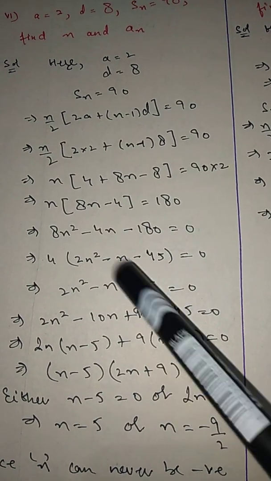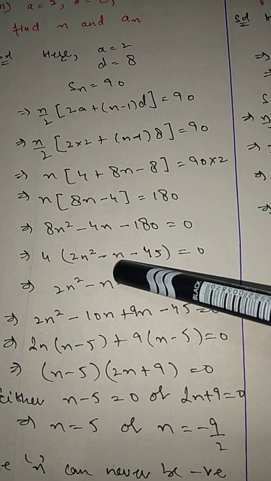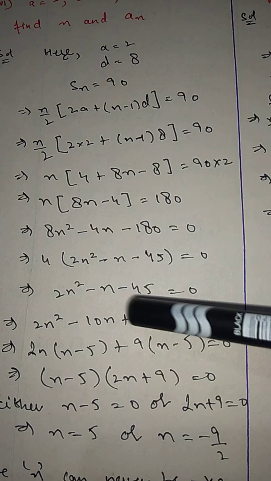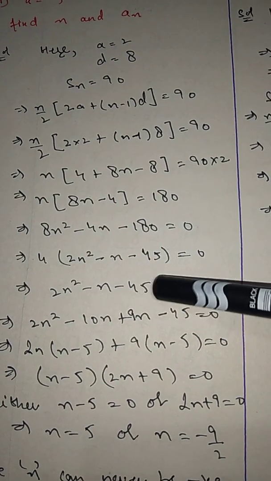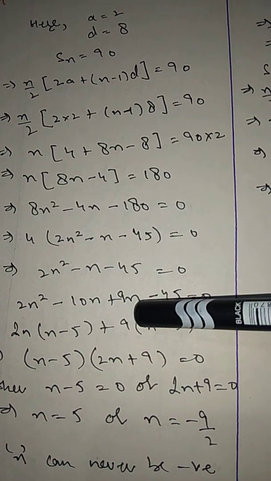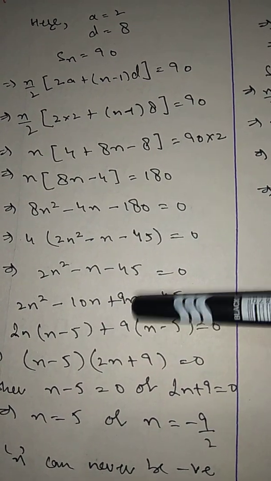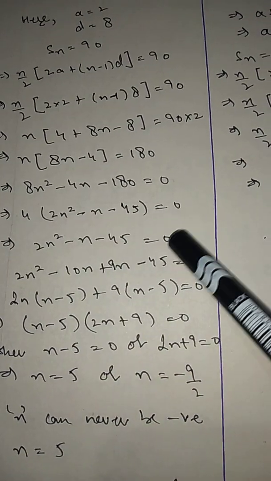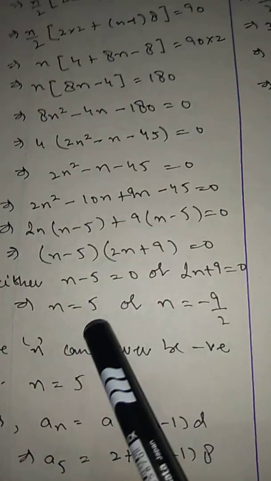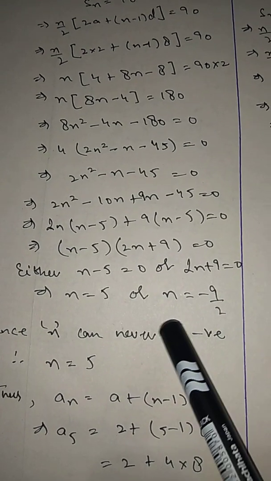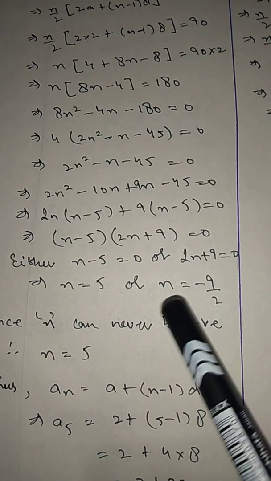After factorizing, we have to find the values as sum as minus n and product as minus 45 into 2, 90. So minus 10n plus 9n, minus 10 plus 9, sorry, sum as minus 1 and product as 90. So we have factorized minus n as minus 10n plus 9n, because minus 10 plus 9 gives minus n and minus 10 into 9 gives minus 90. So after factorizing and taking the common factors out, we get the value of n as 5 and minus 9 upon 2. Since n is the number of terms and number of terms can never be negative, the value of n is 5.